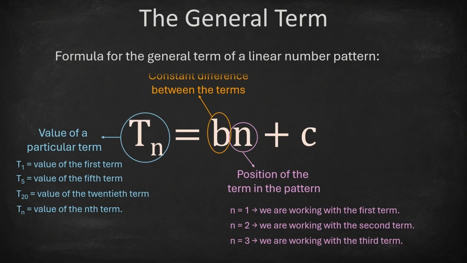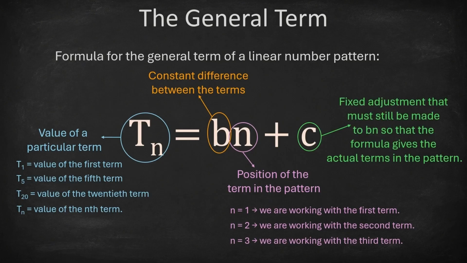And then the value of b is the constant difference between the consecutive terms. And the value of c is the fixed adjustment that must still be made to bn so that the formula gives the actual terms in the pattern.